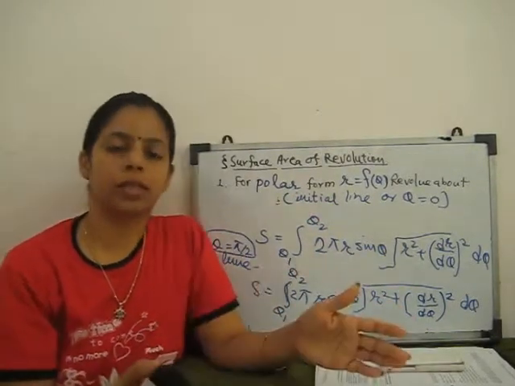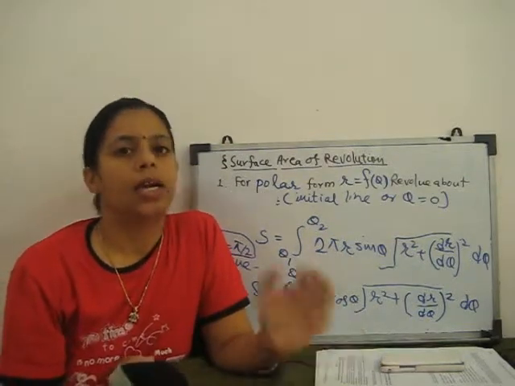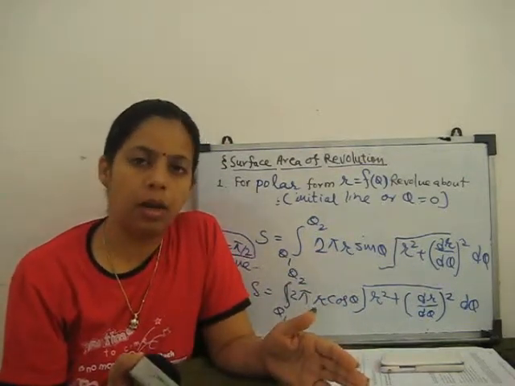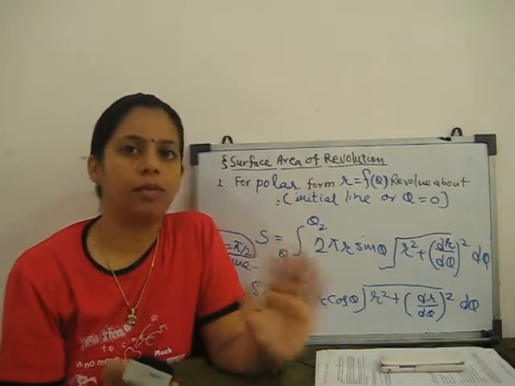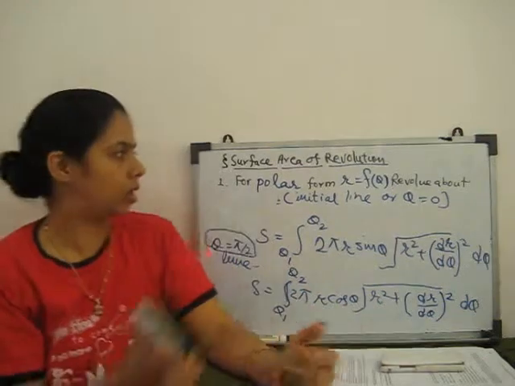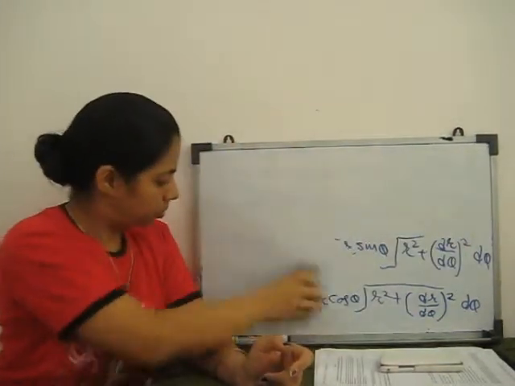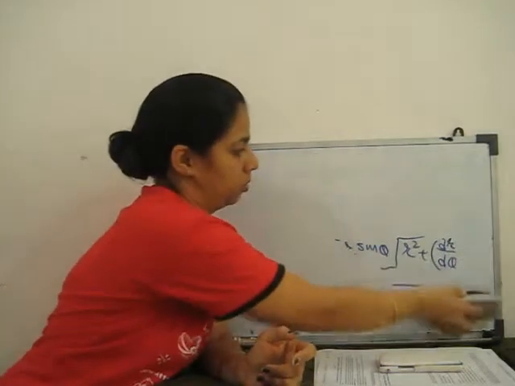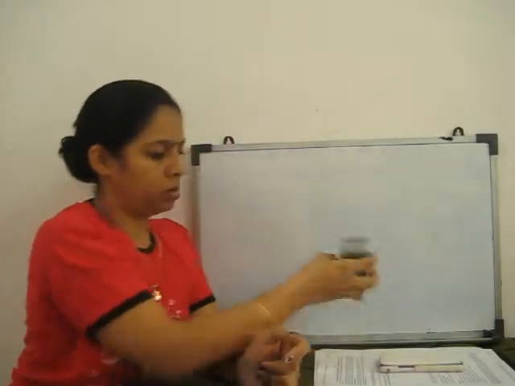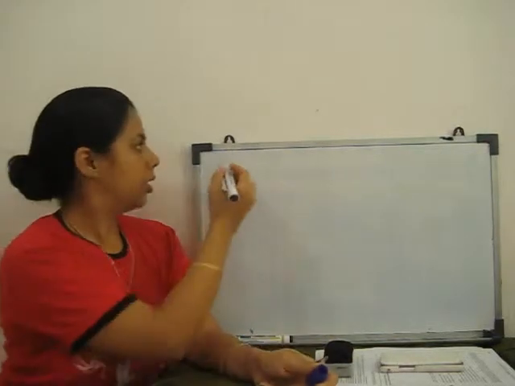So first we discuss the surface area of revolution for Cartesian, and I will give you another example for polar. So here we discuss two problems, one for Cartesian and the other for polar. So first one, surface area for Cartesian coordinate.